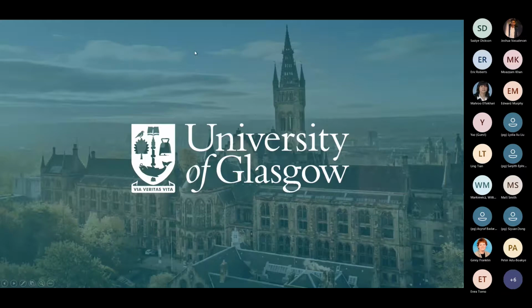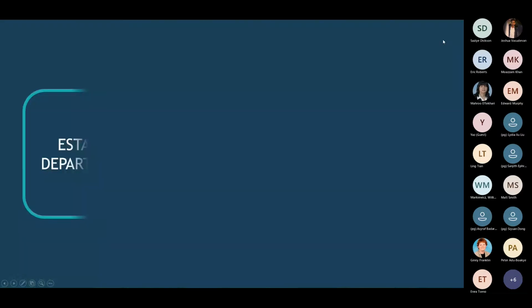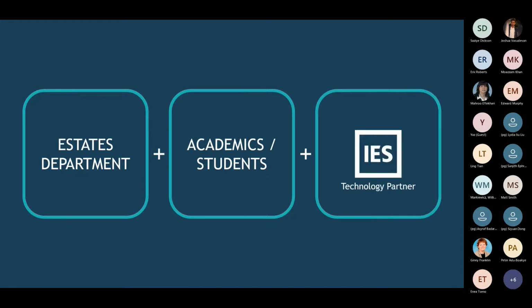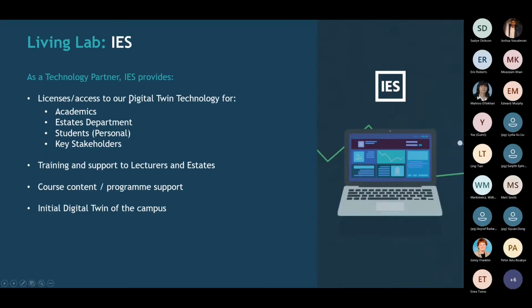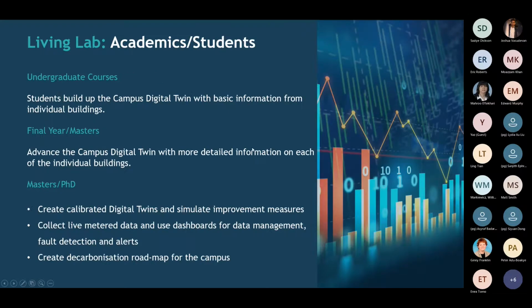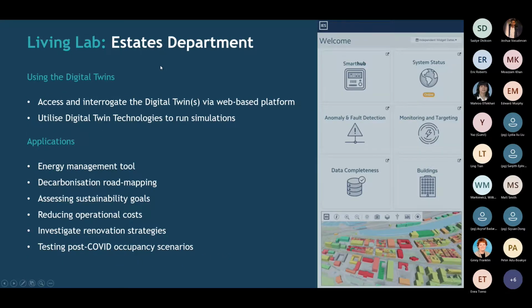Secondly, in our case study is the University of Glasgow, and this one's in its infancy really. It's something we're very much actively working on at the moment, and this is where we are teaming up with the estates, academics and IES acting as a technology partner to have a living lab. IES provide all the tools and the training. The academics can then start using the digital twin technologies within the campus or individual buildings. They could use it in different parts of their course, where they do all the modelling, and they have these interactions with the estates department, and they go around the campus and survey buildings, and then the estates department can use those digital twins as an improved decision-making process.